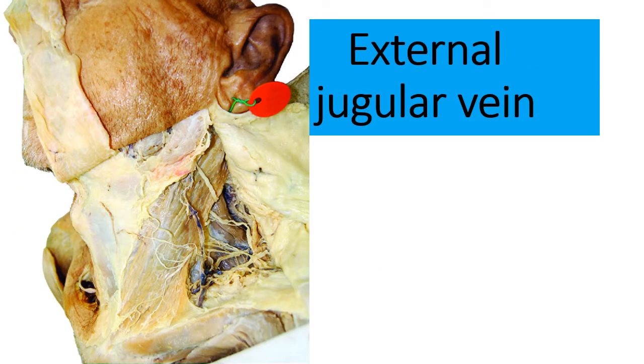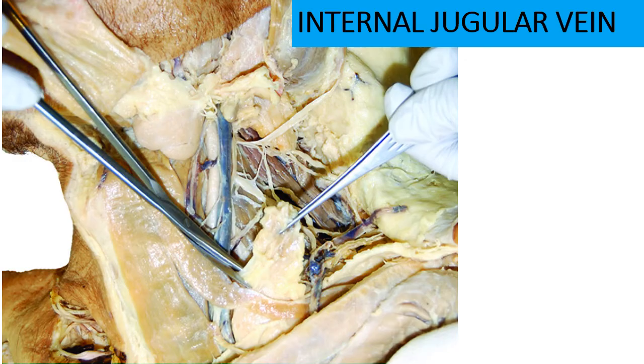Then the external jugular vein. How to identify the external jugular vein? This vein is present in the neck, and it is running superficial to the sternocleidomastoid muscle. So that is how to identify the external jugular vein. Yes, here it is. It is also a thin wall structure. You can see it is slightly appearing like a dark structure. That is nothing but the external jugular vein.